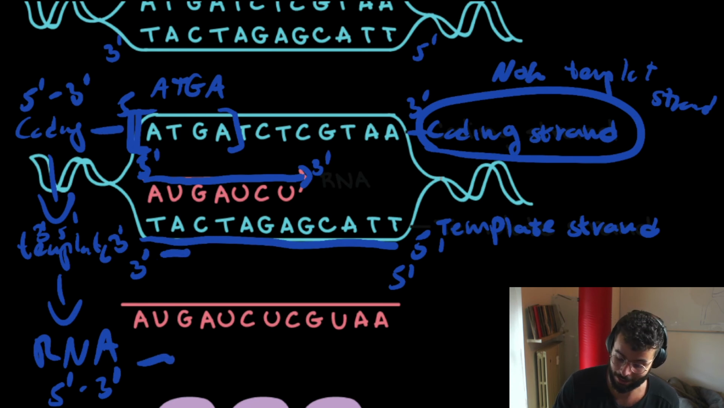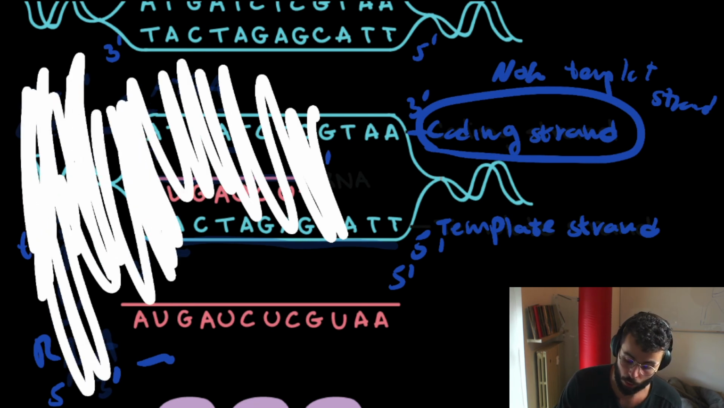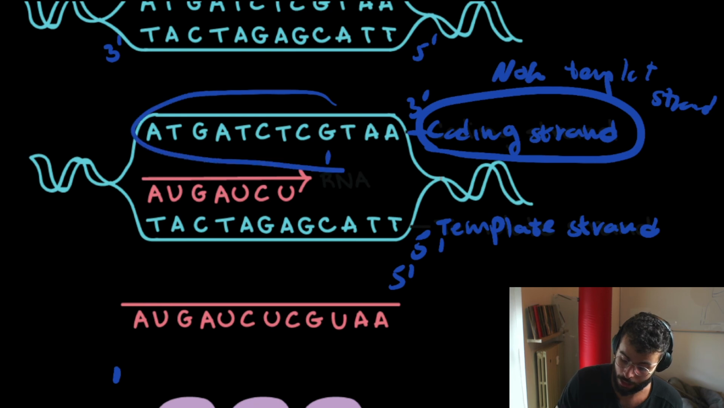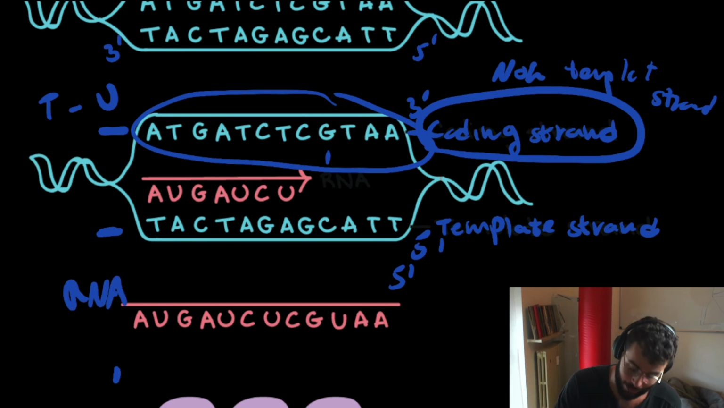Another nice trick is to remember that in order to find the RNA from the coding strand, all you need to do is take this strand and just replace the thymine with uracil, because RNA has uracil instead of thymine. If you think about it, if the coding strand is complementary to the template strand and the template strand is complementary to the RNA strand, therefore the coding strand will be in the exact same sequence as the RNA strand, but with thymine instead of uracil.